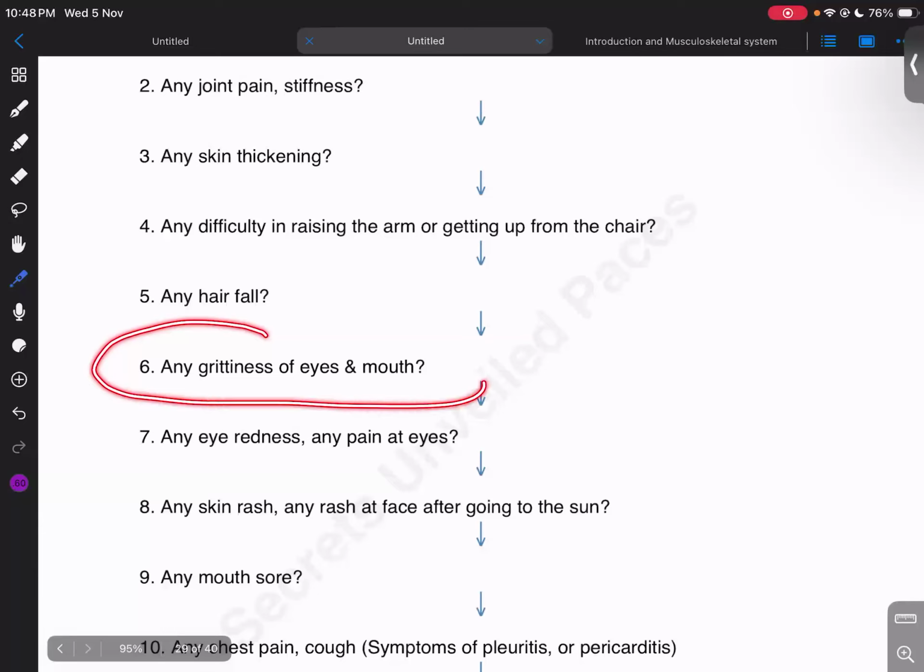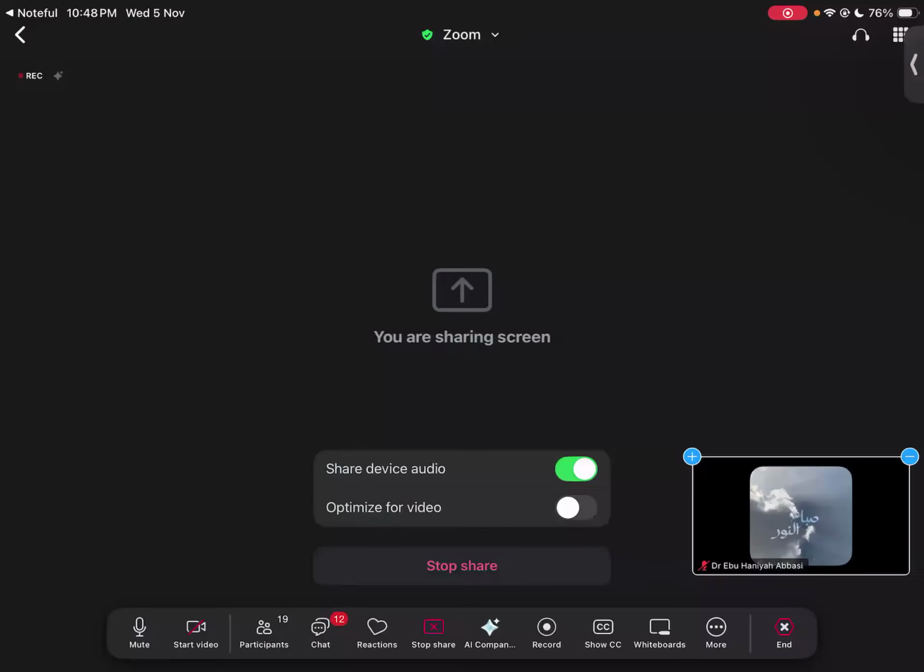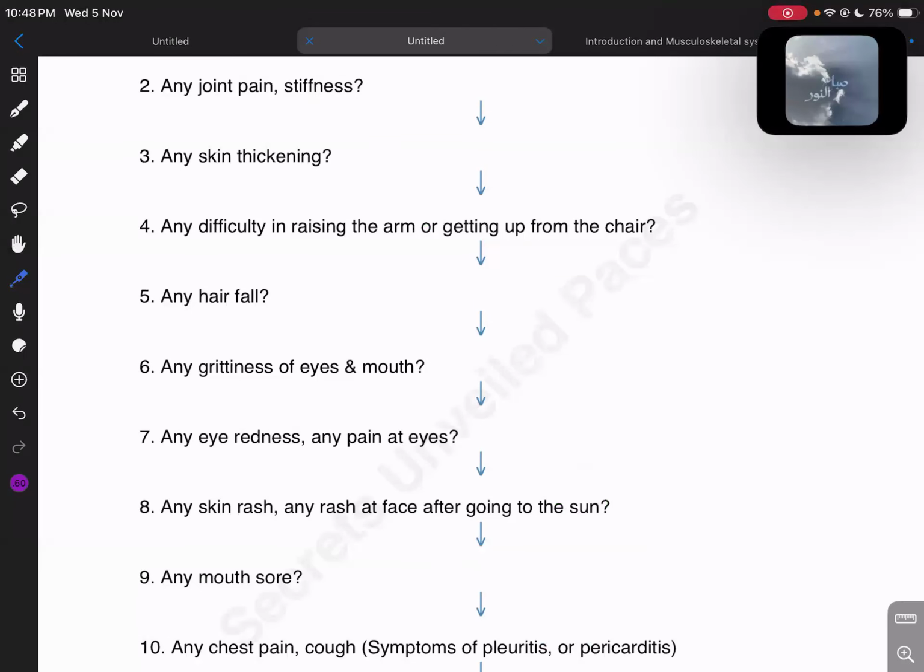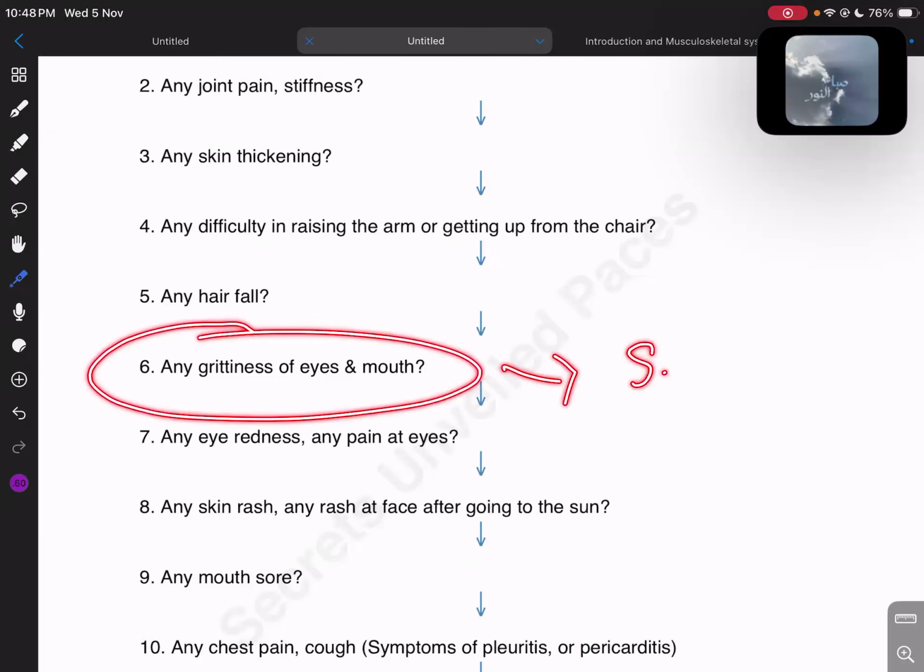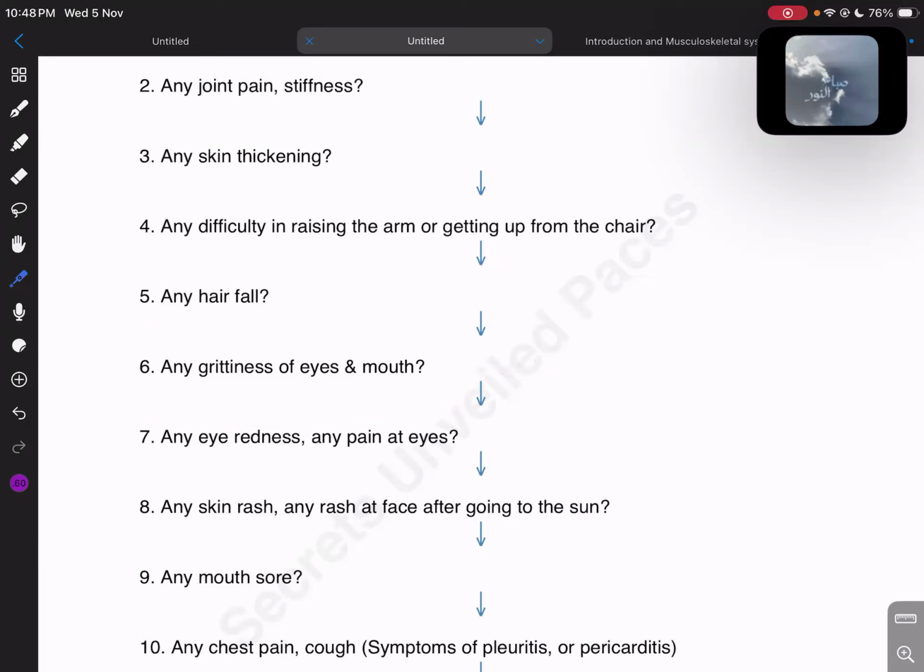Then at the eye, we have to ask any grittiness. Sorry. The connection was lost. Sorry. Then we have to ask any grittiness of eyes or mouth to rule out Sjogren's syndrome. This Sjogren's syndrome can be primary or secondary. These are the sets of questions of the rheumatological system.